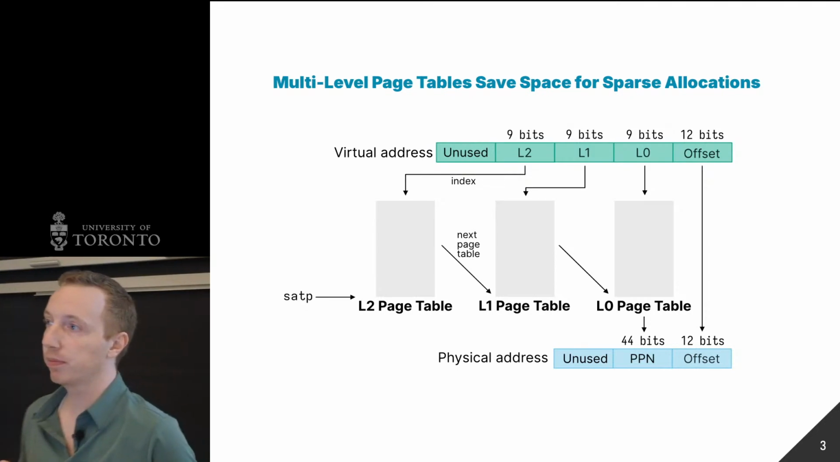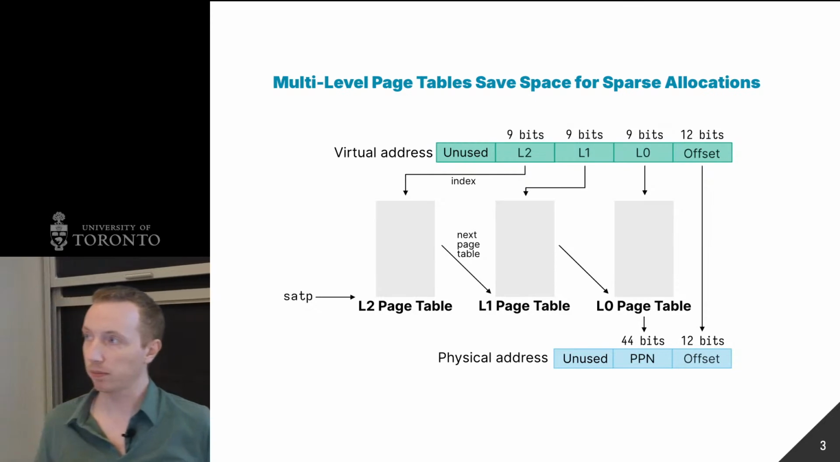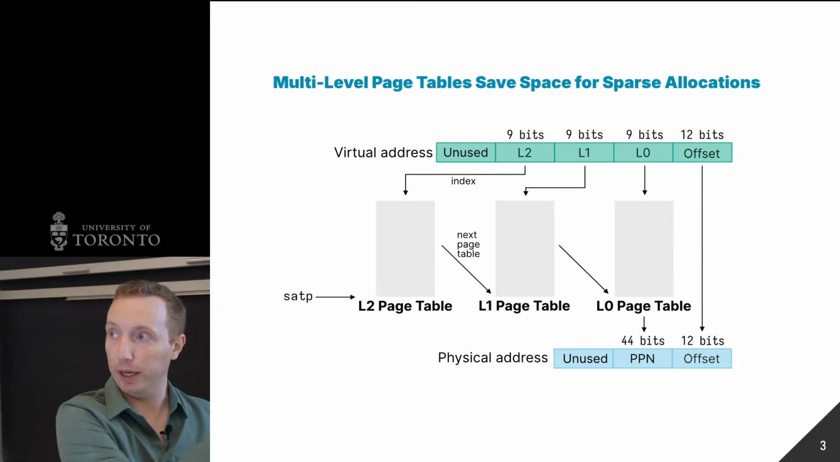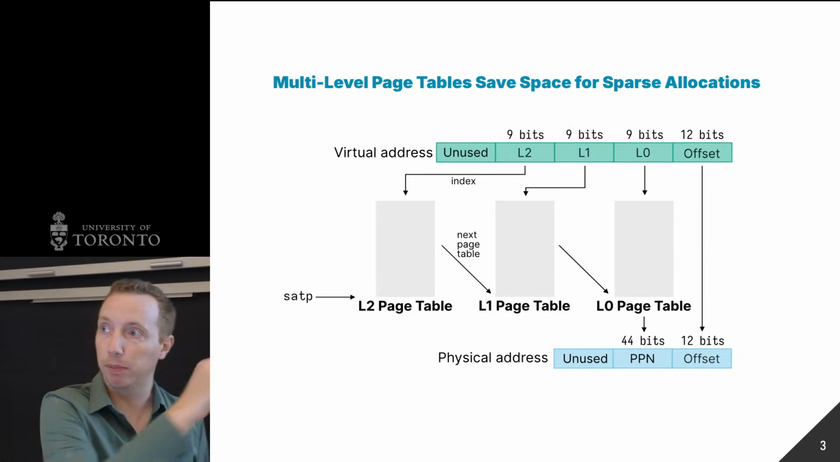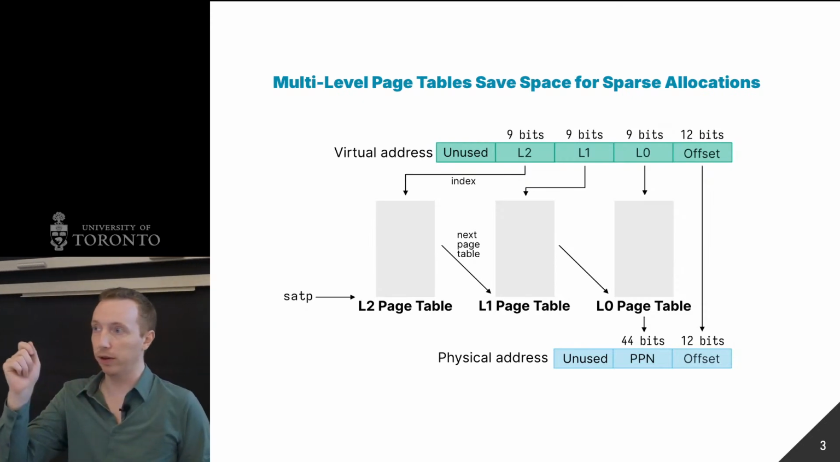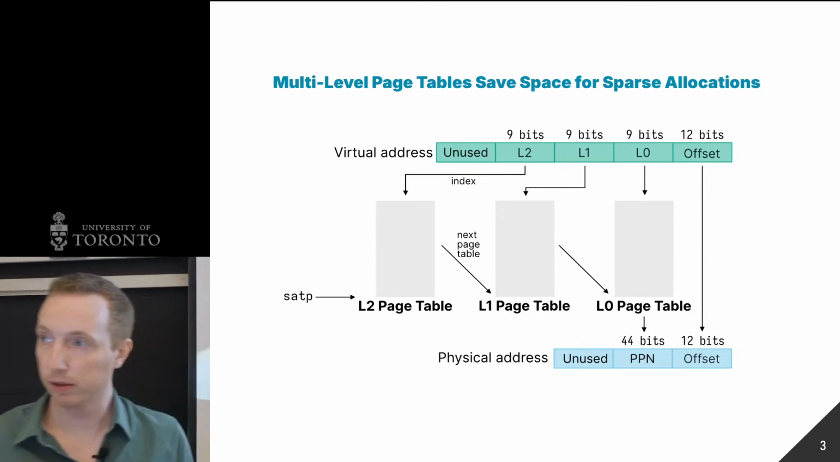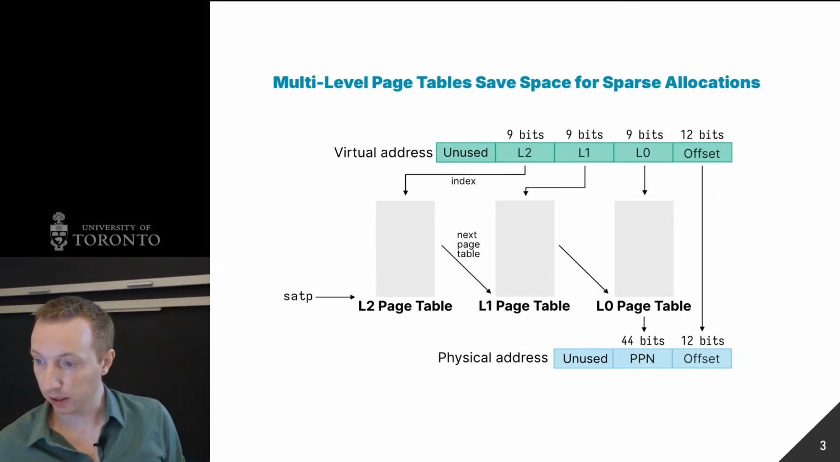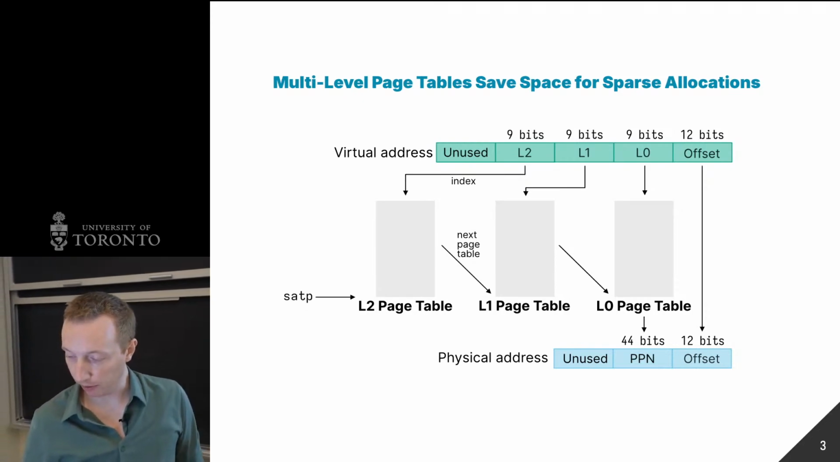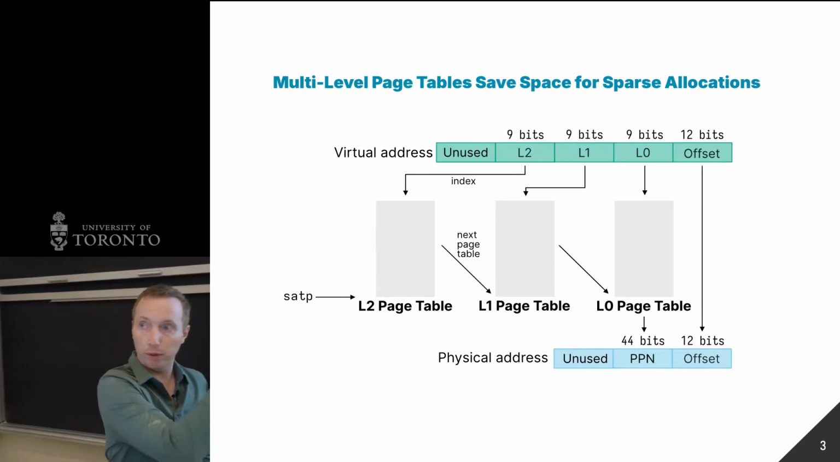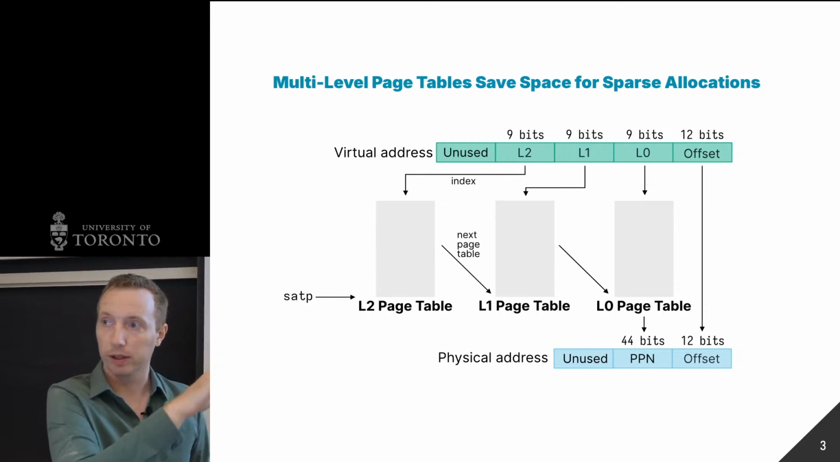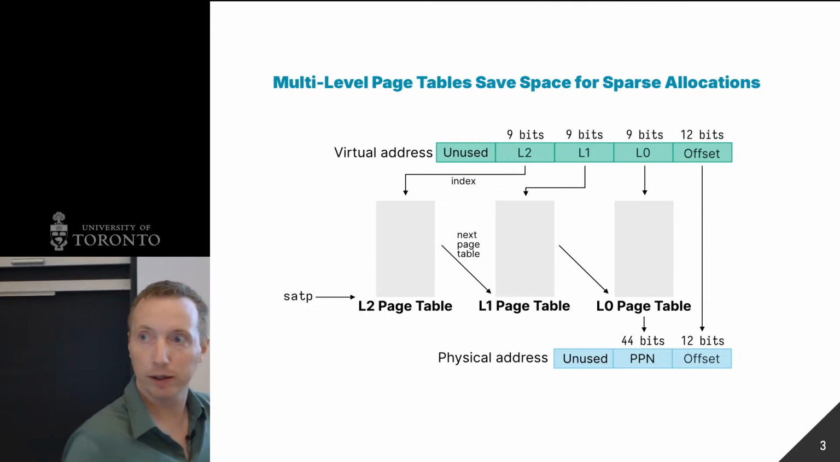Are those page tables the same size or slightly smaller? No, everything fits on a page. So every L2, L1, L0 page table fits on a page. So they each hold 2 to the power 9 entries. Yeah, and we need 3 of them.